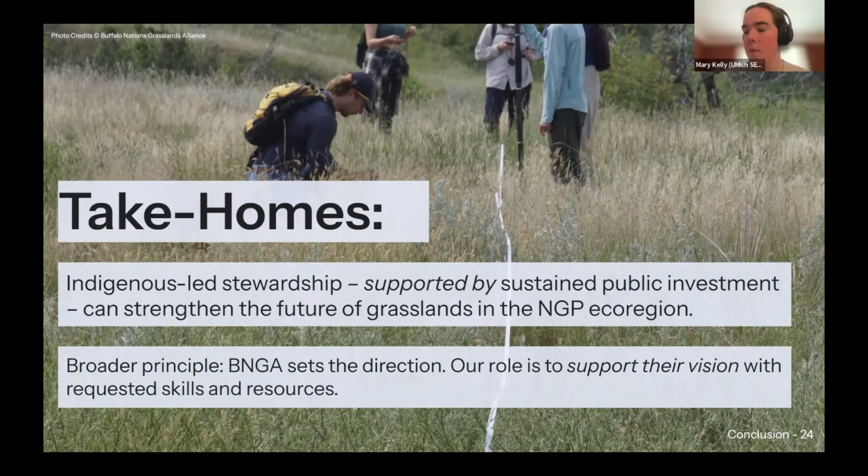And the second one is more broad, which is that Native nations have stewarded these grassland ecosystems for thousands of years and will continue to play a prominent role in the grassland conservation space. And so, this is the kind of Indigenous-led stewardship that we're supporting here. That stewardship, supported by sustained public investment like NAGCA, like Maya mentioned, can really help to strengthen the future of grasslands in the NGP ecoregion, and ensure that these ecosystems remain for generations to come.